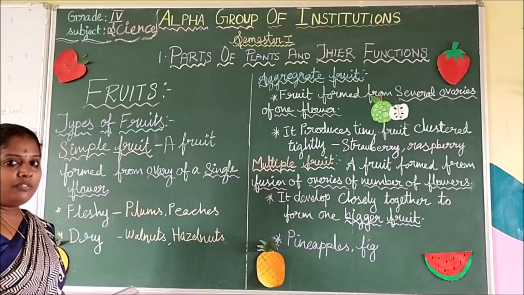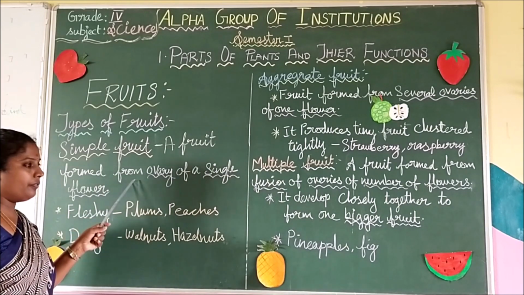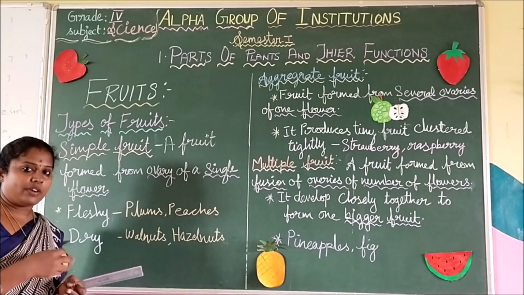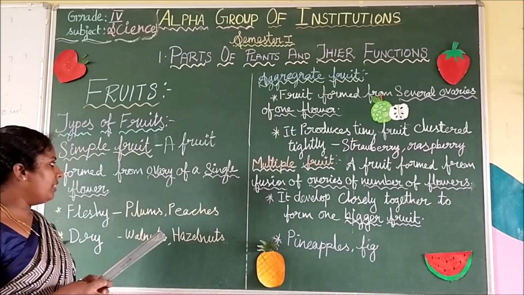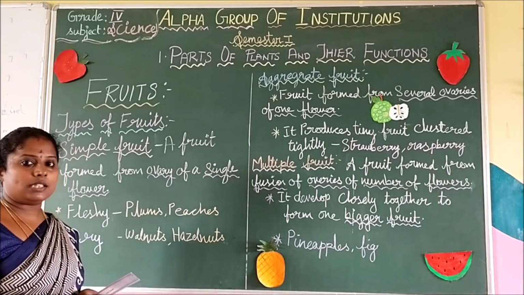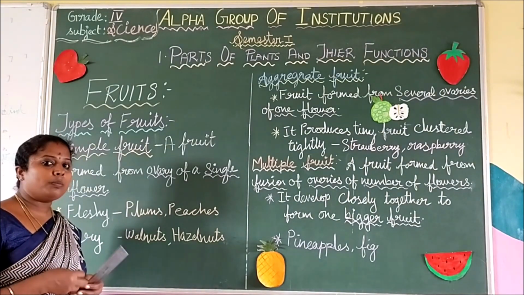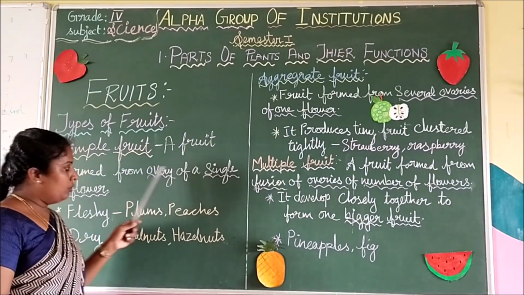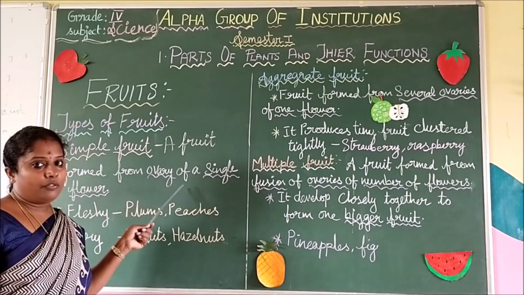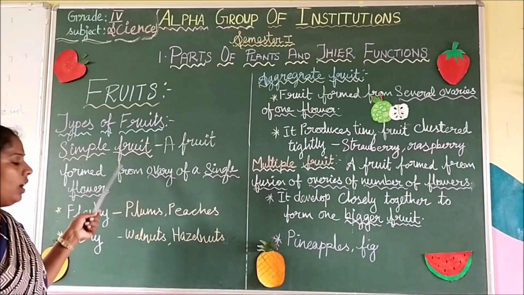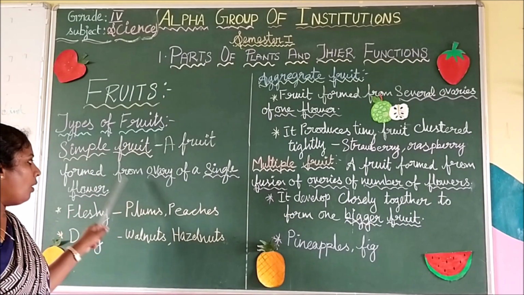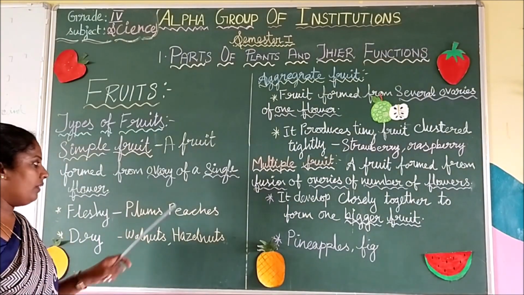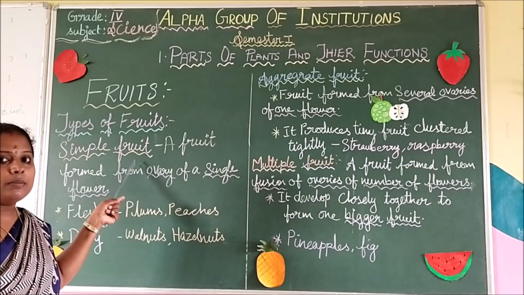Simple fruit means a fruit formed from the ovary of a single flower. So from where does fruit come? From the flower. From the flower we have the ovary, ovules, the main parts used for pollination. From that we are getting fruits. A fruit formed from the ovary of only one flower is called a simple fruit.